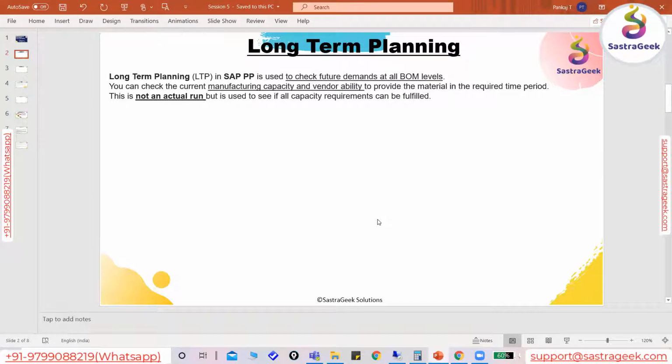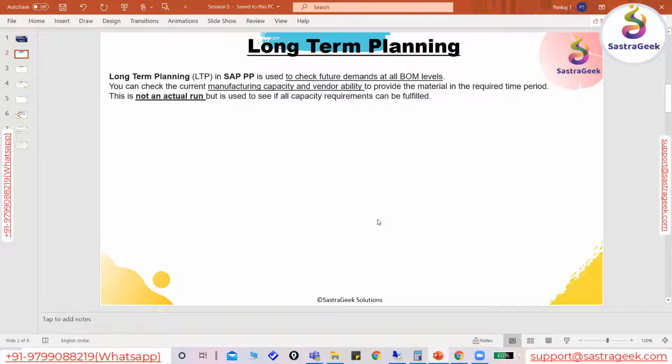LTP in SAP production planning is used to check the future demands at all the BOM levels. That means when we are planning for the future forecast, we are getting the sales forecast from the sales team for the future 1 year, 2 years, and based on that, LTP will help us do the planning in a simulation mode and check whether our manufacturing capacity is able to produce that many components in that specific period.